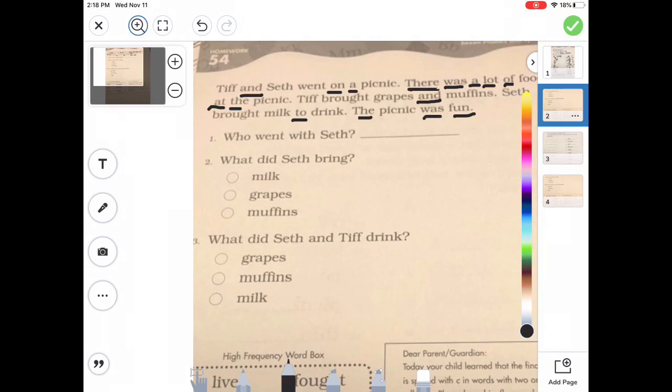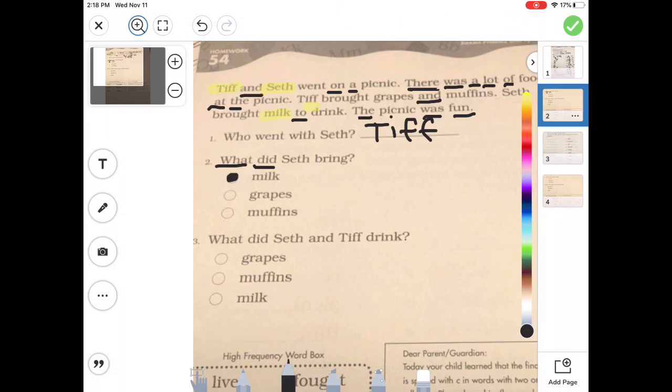Okay, so who went with Seth? What was the other person's name? So I can look up and say, well, here's Seth, and my other name is Tiff. Very good. All right, then what did Seth bring? Did he bring milk, grapes, or muffins? Well, if I go up here, I see that Tiff brought grapes and muffins. Seth brought milk. So milk.